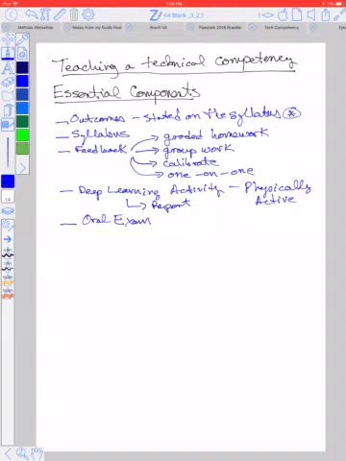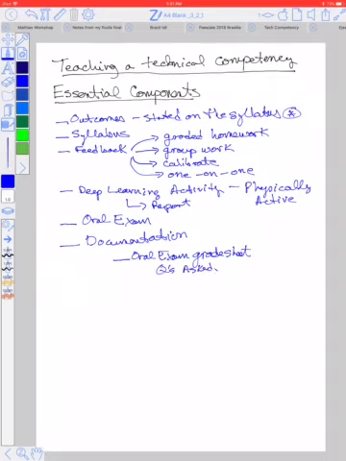There's also some documentation that is essential. There, in fact, are two pieces of essential documentation. Number one is an oral exam grade sheet. On an oral exam grade sheet, there should be evidence of the questions that were asked and the level of performance by the student.